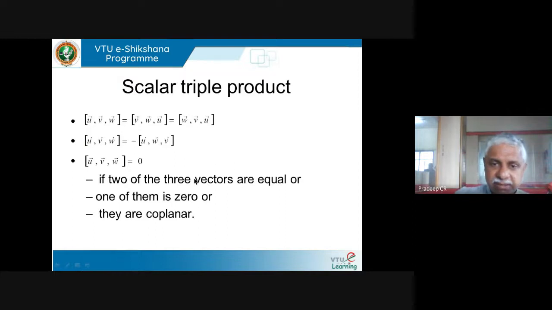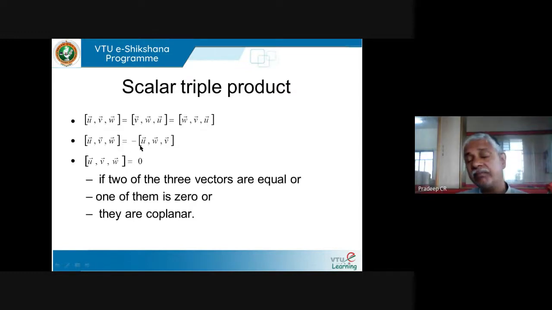There are some easy properties. [u v w] is the same as [v w u], which is the same as [w u v]. You see, it's cyclically shifting. u is right in the beginning, you bring it to the end, you get v, w, u. Now you bring the first one to the last one, so you get w, u and v. But if you interchange two of them, that means you keep u as u itself, and v, w you interchange as w and v, the sign will become negative.